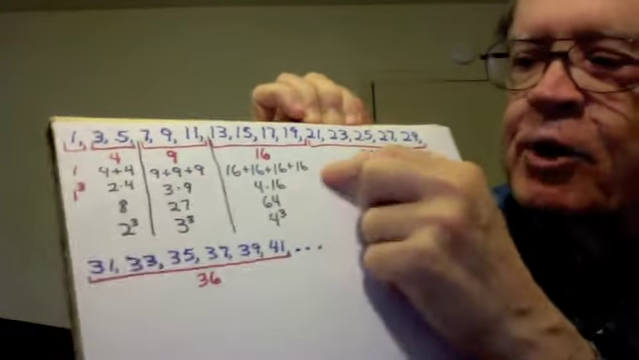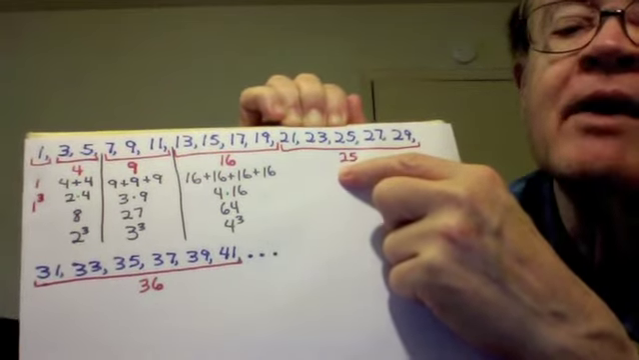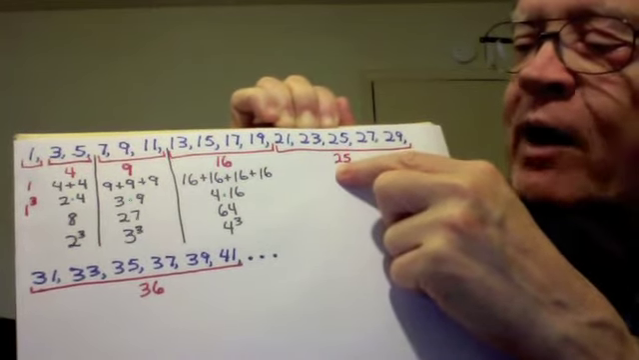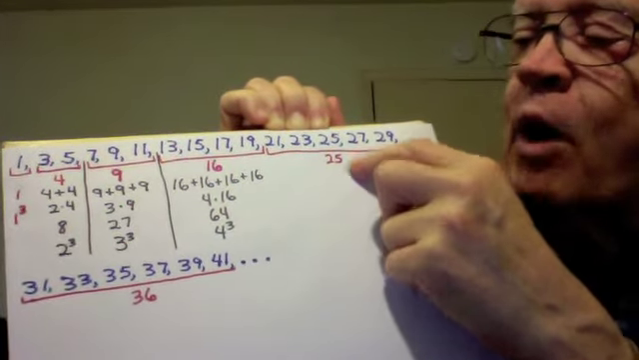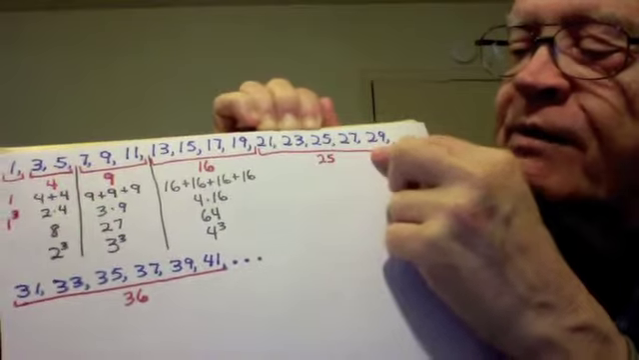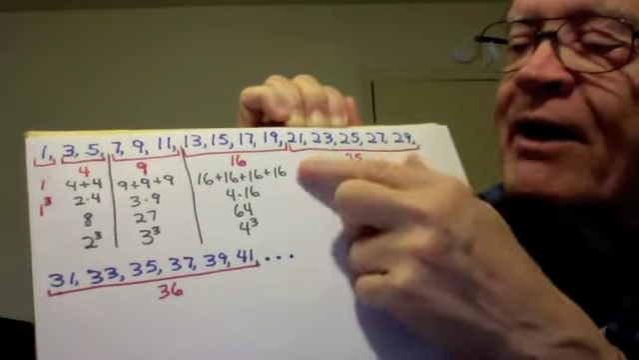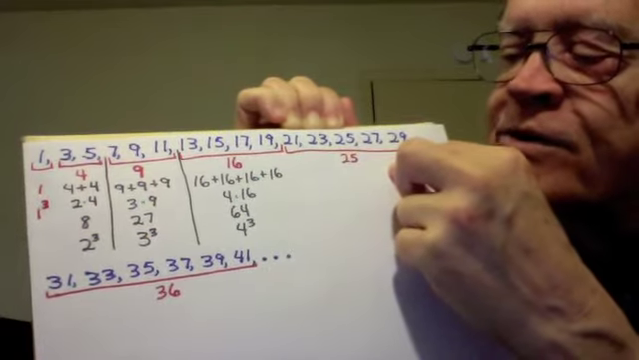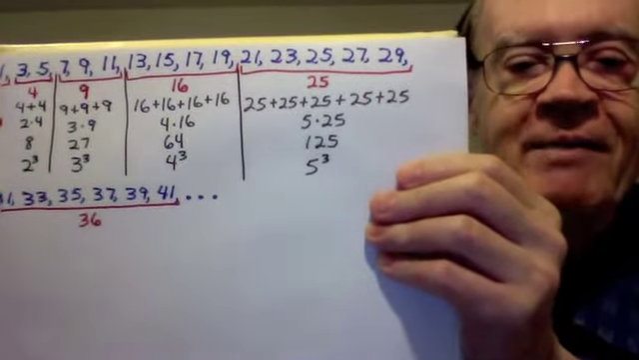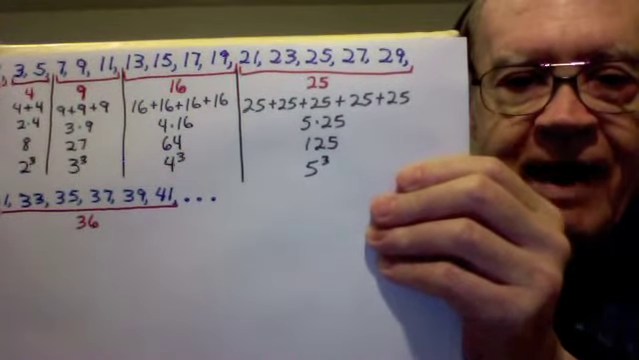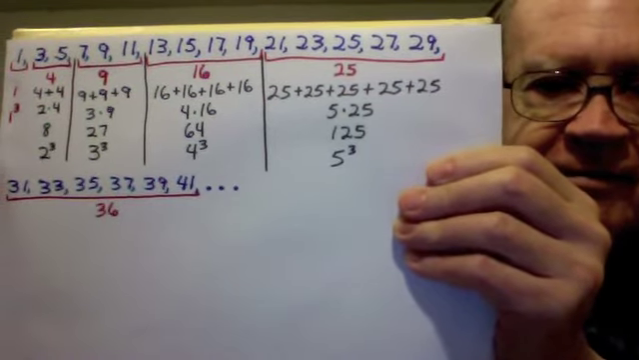Now we look at the next group where we have 5 numbers in the group. The middle number is 25. We're going to add them. They might as well all be 25s. We can make this one 2 smaller, this one 2 larger, this one 4 smaller, this one 4 larger. That doesn't change the total value. It just redistributes the values. And so we have 25 plus 25 plus 25 plus 25 plus 25, which is 5 times 25, which is 125, which is 5 to the third power.